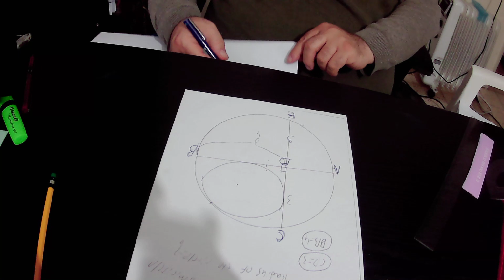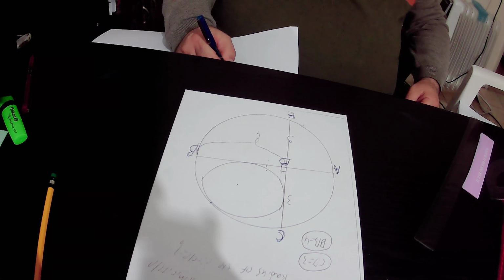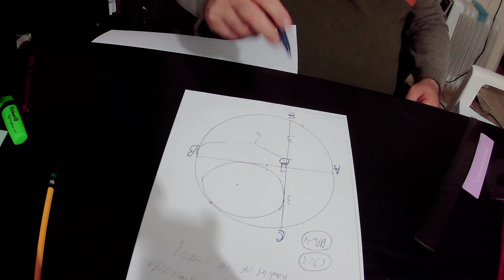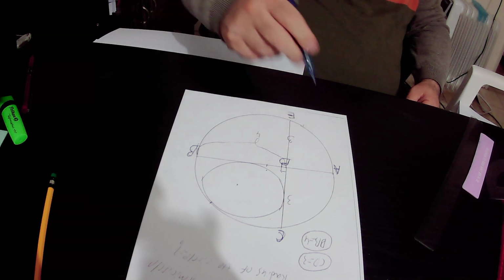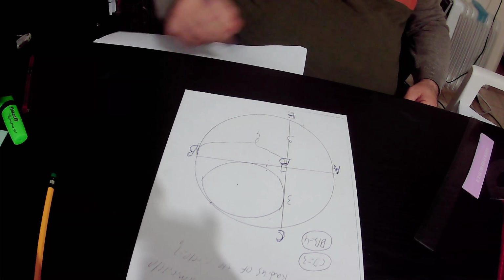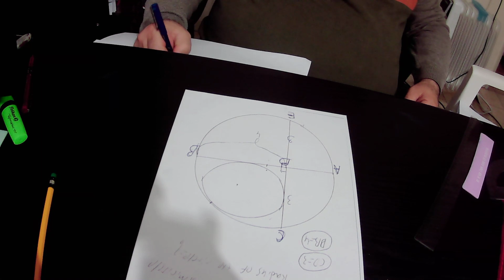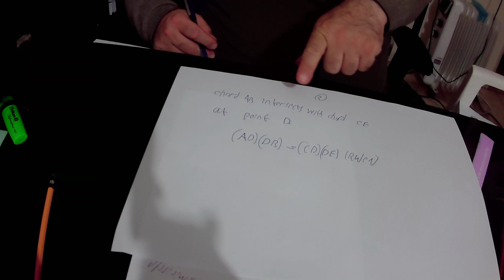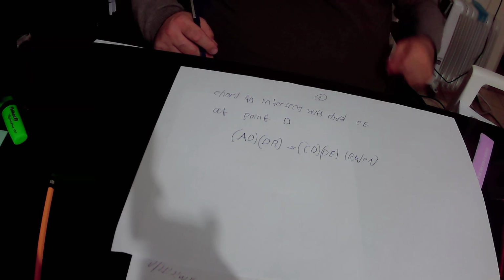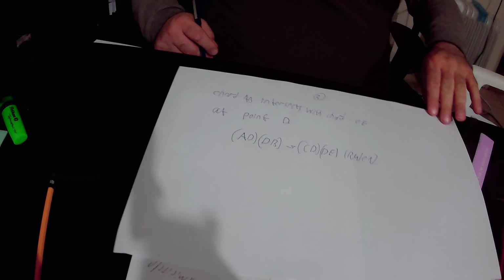According to rule number 1, AD times DB equals CD times DE. I'll repeat again: AD times DB equals CD times DE, according to rule number 1, of course.